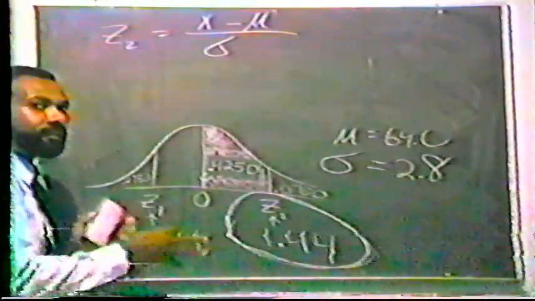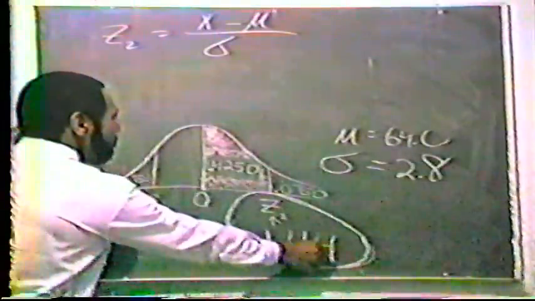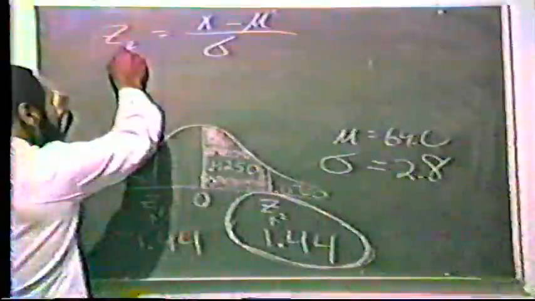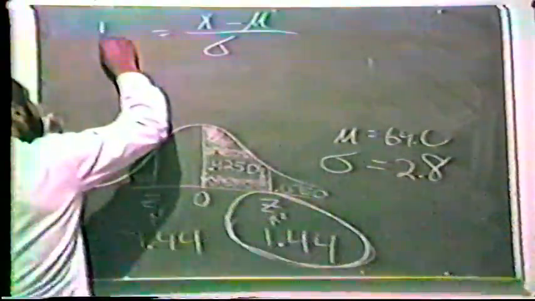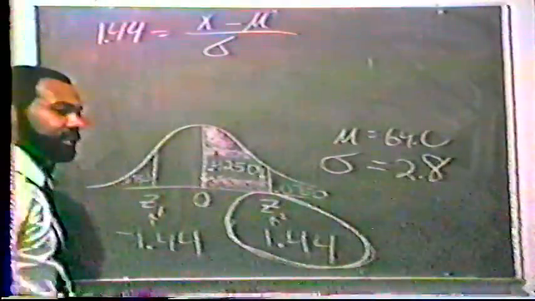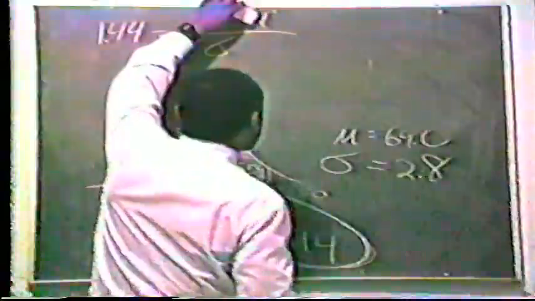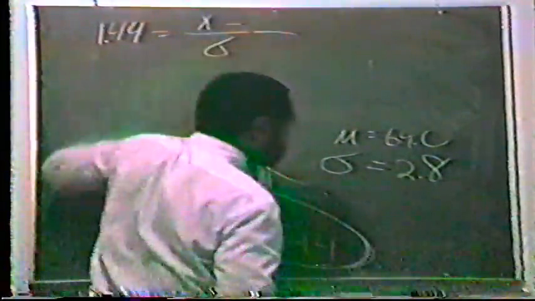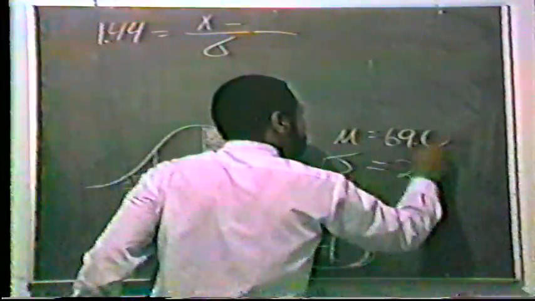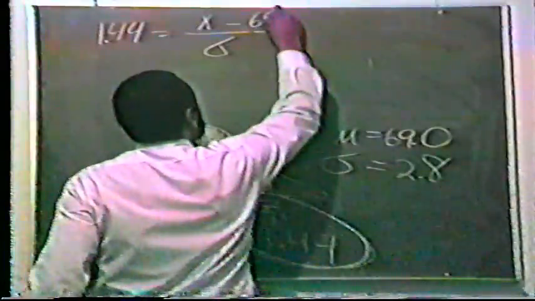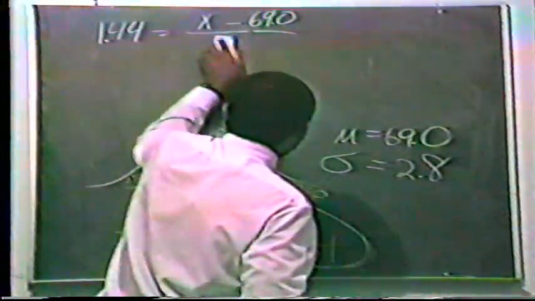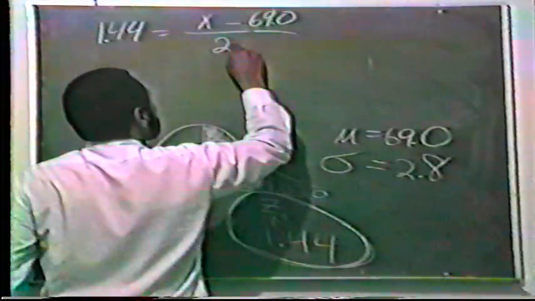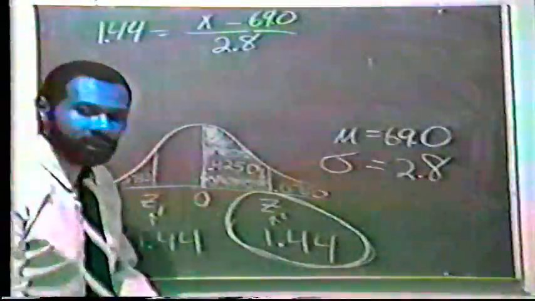So we substitute the things we know into the formula. We know z sub 2, that's 1.44, so we can substitute the 1.44 in the formula instead of z sub 2. We know the value for mu, the mean. The problem said that the mean was 69.0. We know the standard deviation. It was indicated in the problem that the standard deviation was 2.8. So we can substitute those numbers into the formula.